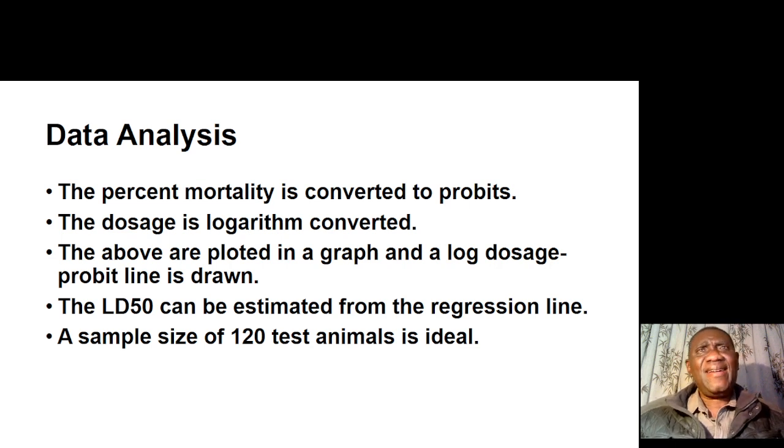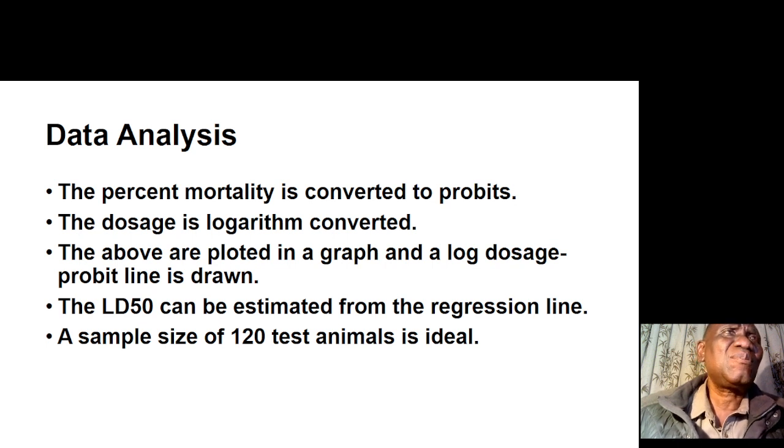What sort of data analysis is going to give you the results which you need? The percent mortality is converted to what are known as probits. Normally we take the data in the form of percentage, but we have to convert it to probits. The dosage, which is usually in milligrams per kg body weight, has to be converted to logs, to a logarithm.